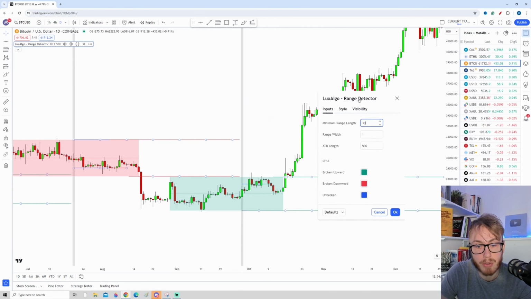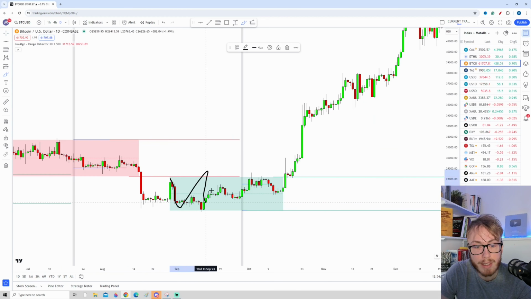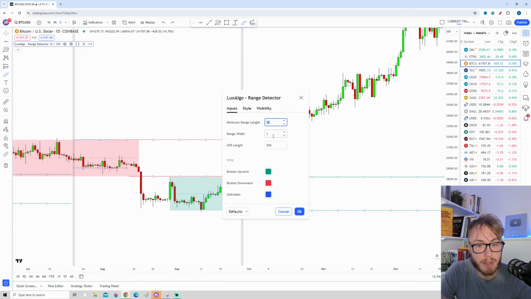So if you, for example, use 30 here, you can see that the indicator will use more data before it confirms the range. So increasing this number by a bit can often be a good idea. You can also change the range width.